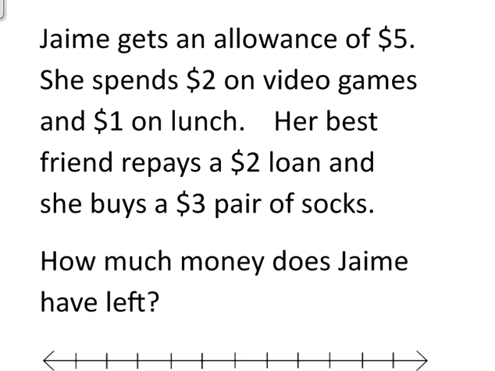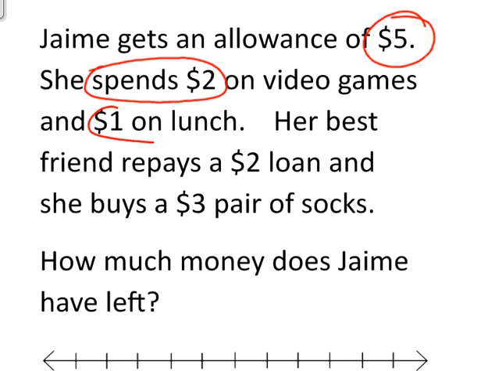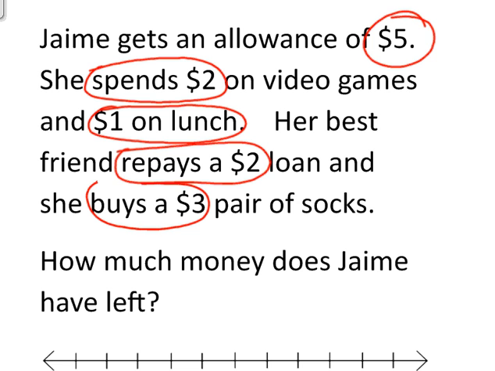Jamie gets an allowance of $5. She spends $2 on video games, $1 on lunch. Her best friend repays her $2, and she buys a $3 pair of socks. How much money does she have? So she starts off with 5. She spends 2. Then she spends another $1. Then she gets $2, and she buys $3 worth of stuff.